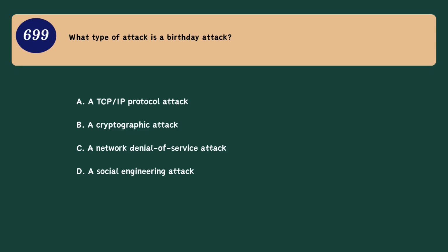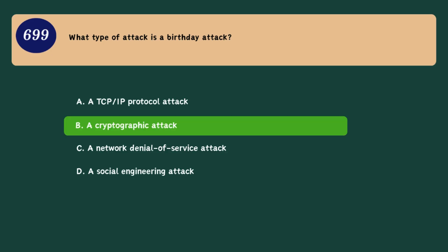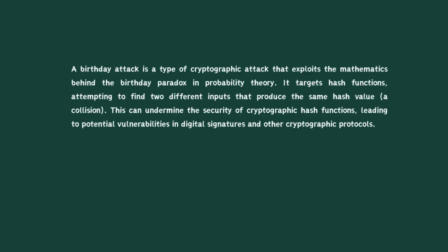Correct answer. B. A cryptographic attack. A birthday attack is a type of cryptographic attack that exploits the mathematics behind the birthday paradox in probability theory. It targets hash functions, attempting to find two different inputs that produce the same hash value, a collision. This can undermine the security of cryptographic hash functions, leading to potential vulnerabilities in digital signatures and other cryptographic protocols.